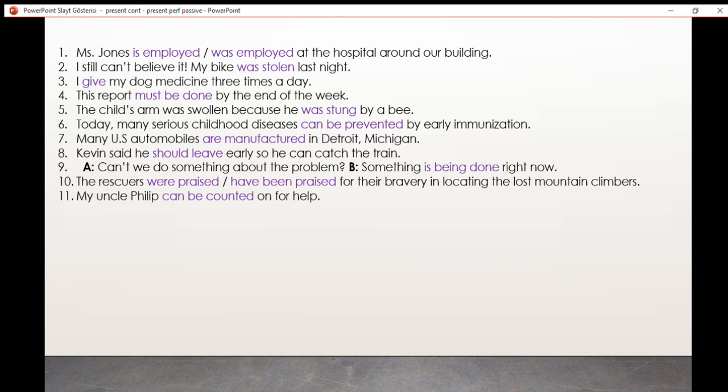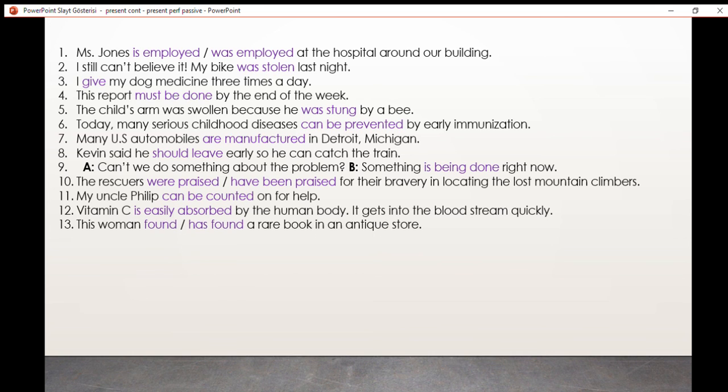My Uncle Philip can be counted on for help. Count on means trust. Vitamin C is easily absorbed by the human body. It gets into the bloodstream quickly. This woman found or has found a rare book in an antique store.